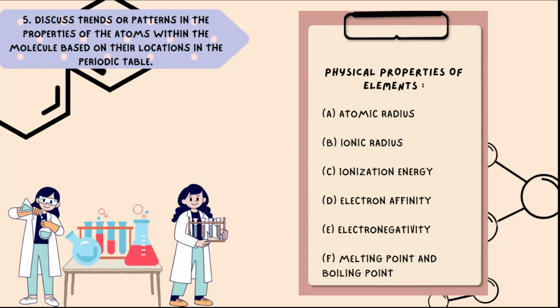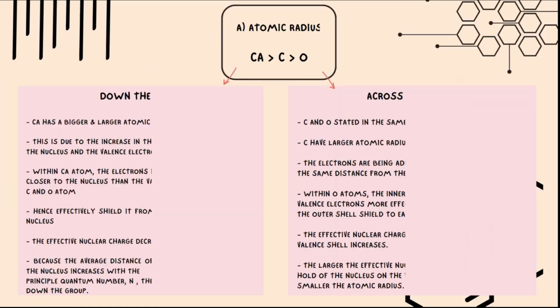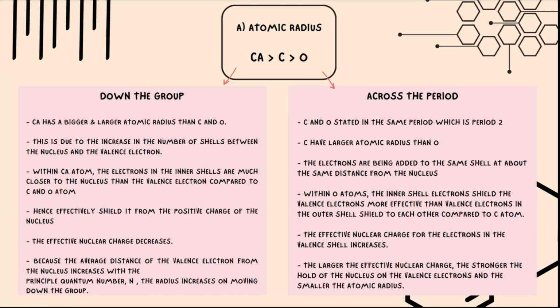Okay, next we will discuss the trends or patterns in a few properties. The physical properties of elements are atomic radius, ionic radius, ionization energy, electron affinity, electronegativity, melting point, and boiling point. So, first of all, atomic radius. The calcium atom has the biggest atomic radius and the oxygen atom has the smallest atomic radius.